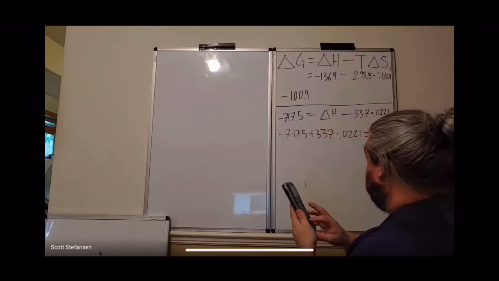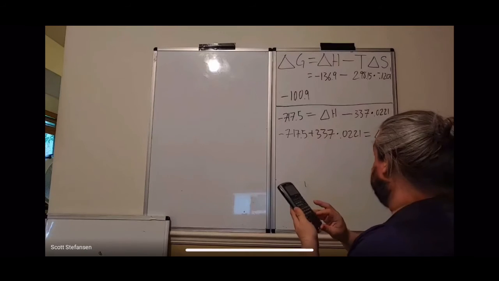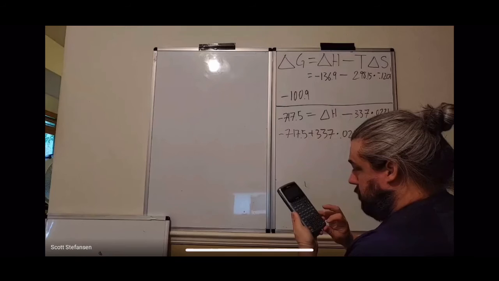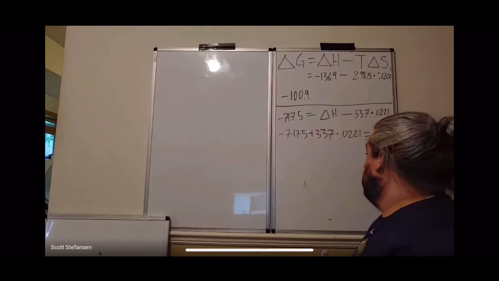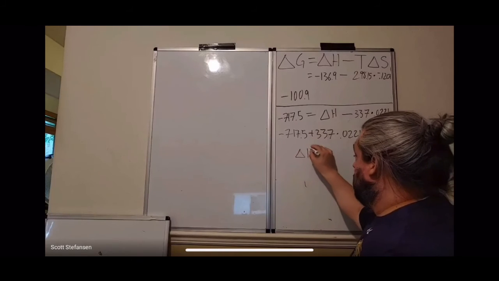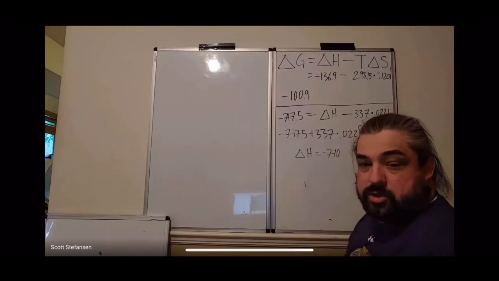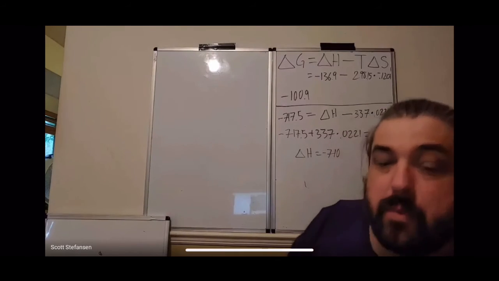So let's pop that into the calculator, find out what our enthalpy change is. Negative 717.5 plus 337 times 0.0221 gives me a negative 710. Which is pretty darn exothermic. There's a lot of heat coming out of this one.